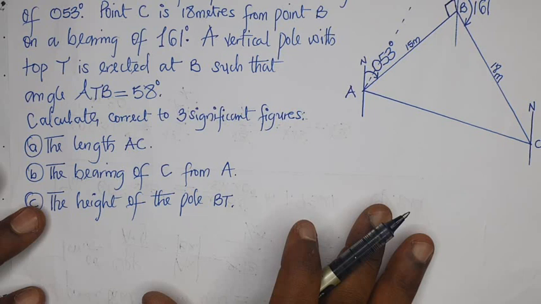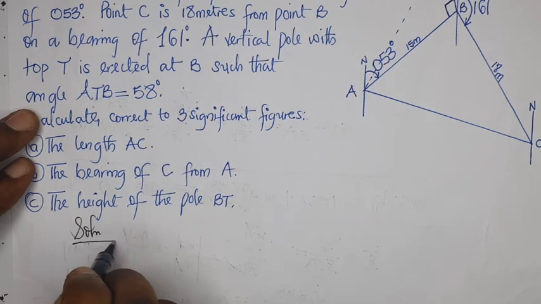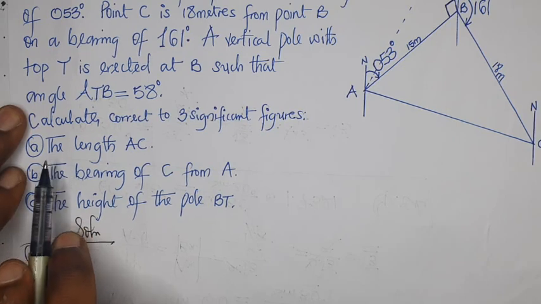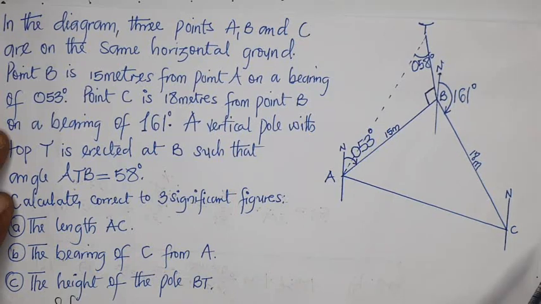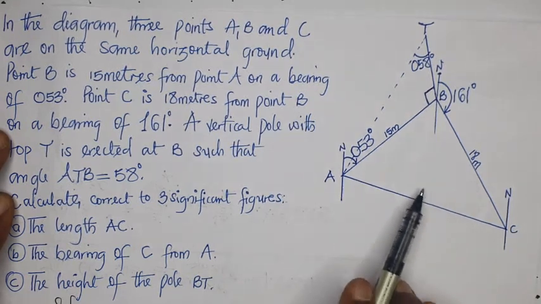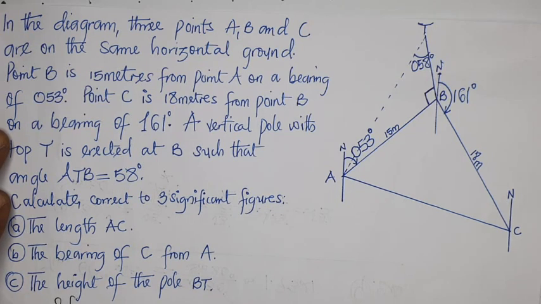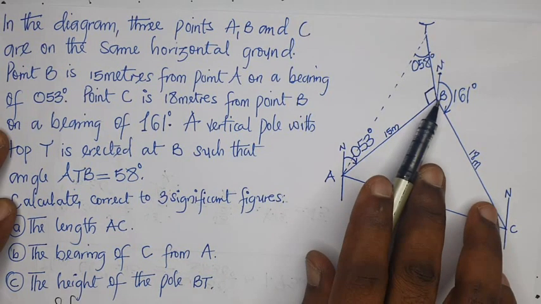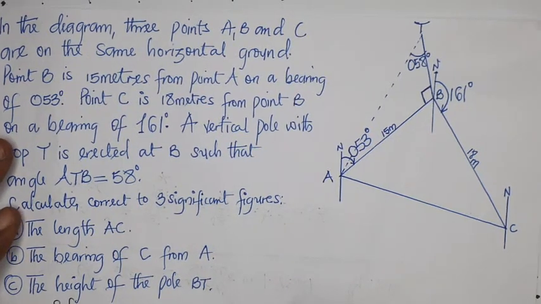Since length AC is our very first focus, we'll begin this way. Solution. So we start with A. To find the length AC, we'll go back to the diagram and identify where AC is. This is point A, this is point C. This is not a right angled triangle, so sine rule or cosine rule will apply. But let's see what we're going to work out. For us to find AC, we will need the angle at B. So the first thing we are going to do is to analyze this angle at B to know what it is.